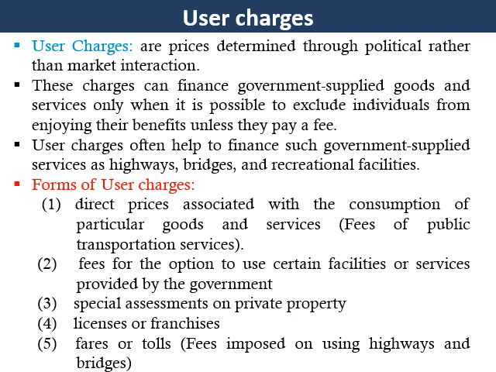First is direct prices associated with the consumption of particular goods and services, such as the fees of public transportation in terms of bus or railway tickets. Second is the fees for the option to use certain facilities or services provided by the government, such as fees for using public parks. Third is a special assessment on privately held property.